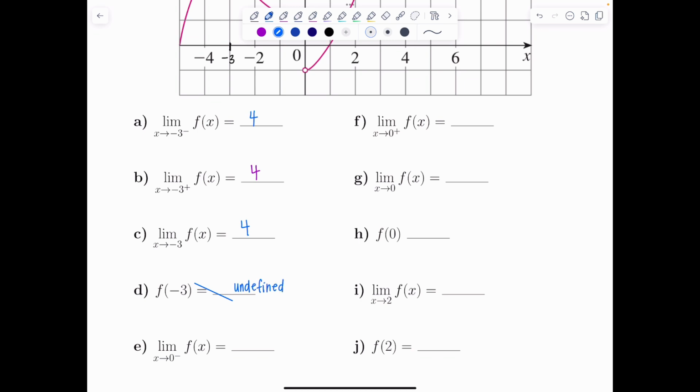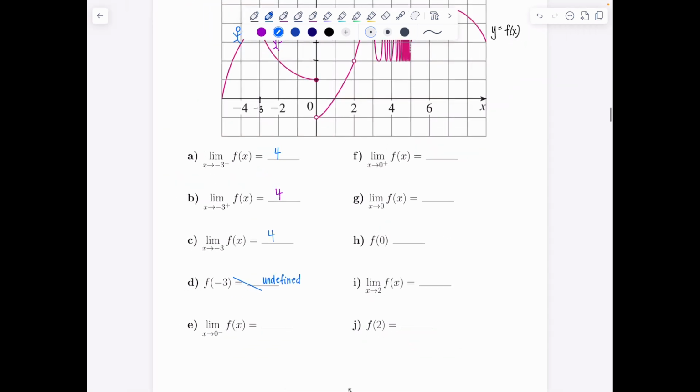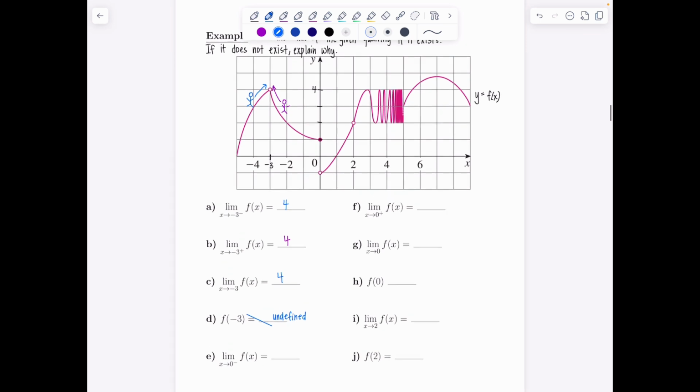Okay, very good. How was that part? We're all right? Okay, now the limit as x approaches 0 from the left. So here's x equals 0. We're coming from the left, so I'm walking on the graph right here. Where are we going? What's the y value we're approaching? 1, right?